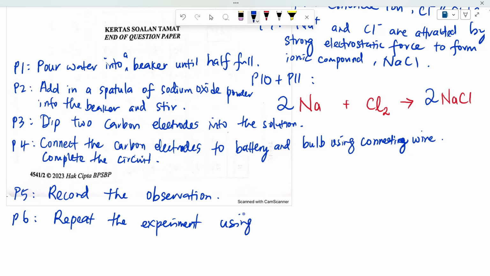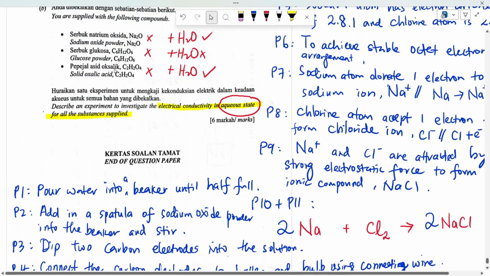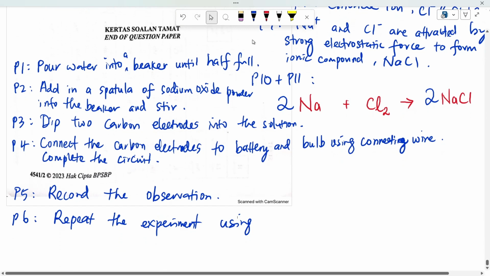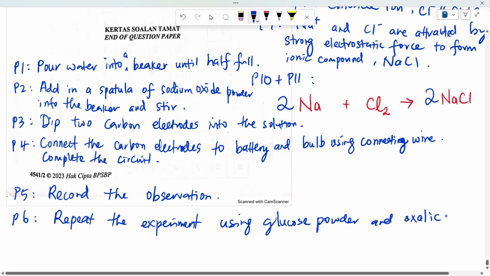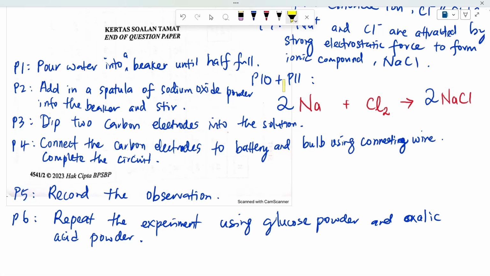Using the remaining 2, glucose powder and solid oxalic acid. So class, for the experiment, the last two steps here are always the same. You must record the observation and then repeat the experiment. Okay?